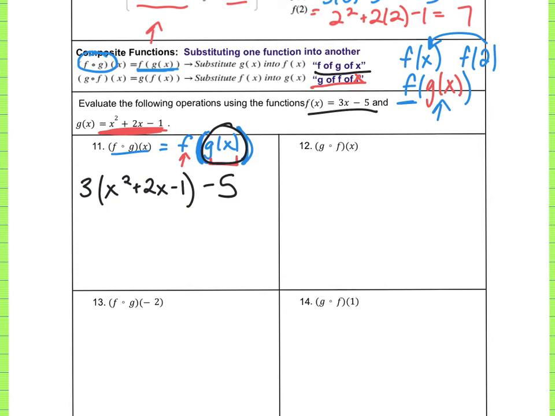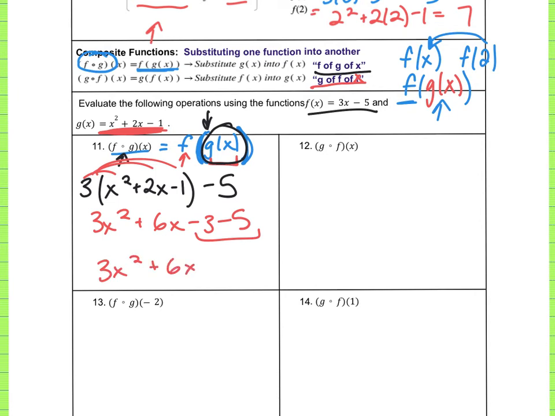Okay? This notation confuses me. This one makes a lot more sense because it shows me what I'm doing. So use that second notation. Make sure you know how to change from the first notation to the second, but you should be good. Now I just got to simplify this out. I know that this 3 can be distributed. 3 times x squared is 3x squared plus 6x minus 3 minus 5. Combine like terms. My final answer is 3x squared plus 6x minus 8.